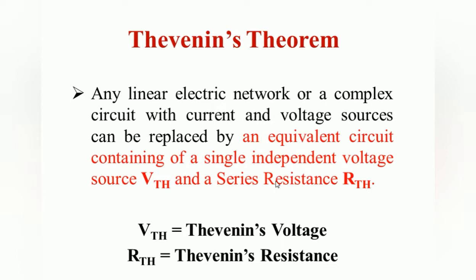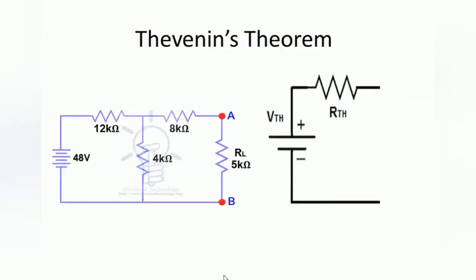That is, the Thevenin's equivalent circuit has only one voltage source with the value VTH, and a series resistance with the value RTH. So VTH is the Thevenin's voltage and RTH is the Thevenin's resistance. According to Thevenin's theorem, the complex network is replaced by only one voltage source in series with the Thevenin's resistance. So any complicated network can be replaced by a simple network by using Thevenin's theorem.